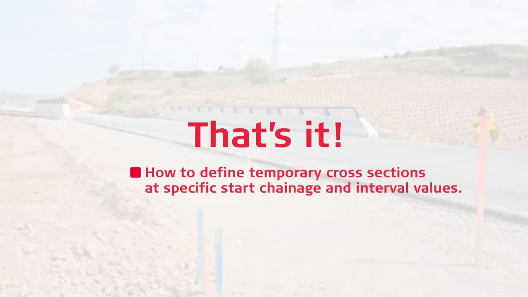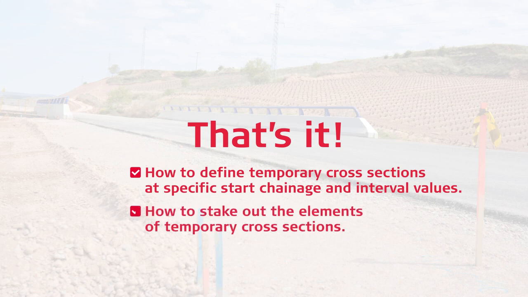That's it. You have learned how to define temporary cross-sections at specific start chainage and interval values. You have also learned how to stake out the elements of the temporary cross-section.